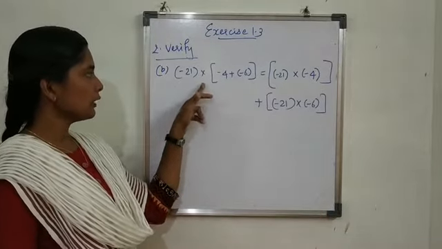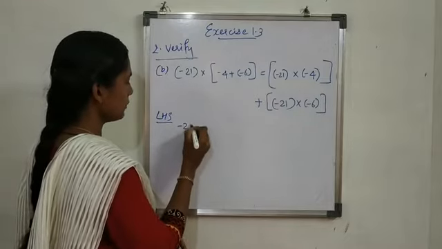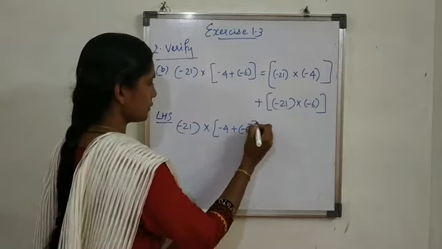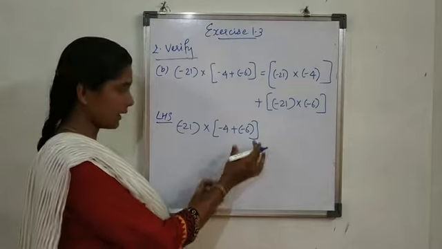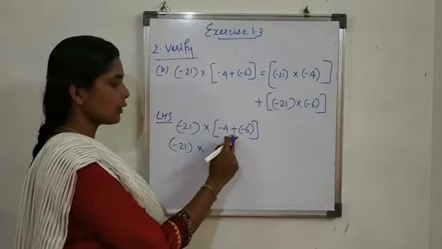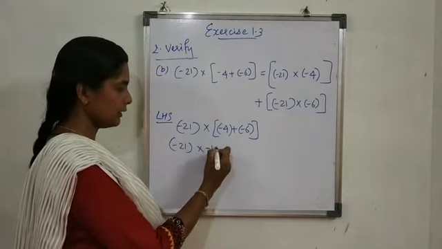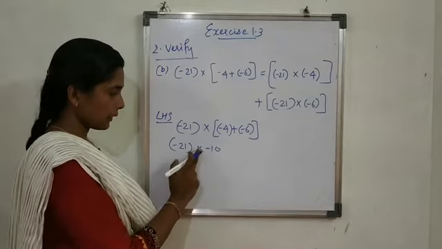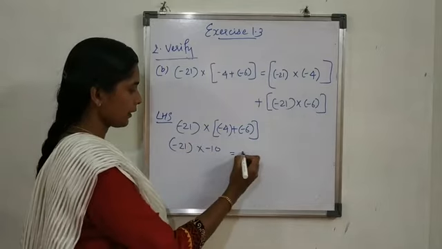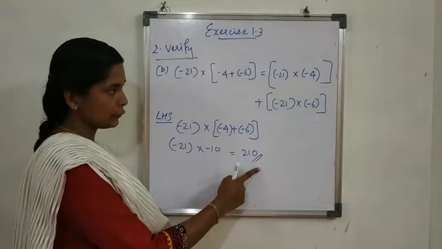Minus 21 into the bracket. First we can write left side is minus 21 into, then in bracket minus 4 plus minus 6. First you have to solve the things which are inside this bracket. Both are negative, therefore in addition we have to add them and put a negative sign. 6 plus 4 is 10, and that is negative. Then minus 21 into minus 10 is 210. Two negative integers, therefore the answer is positive, 210.